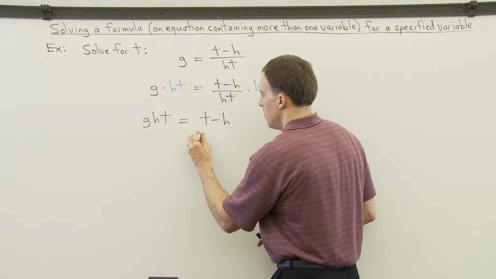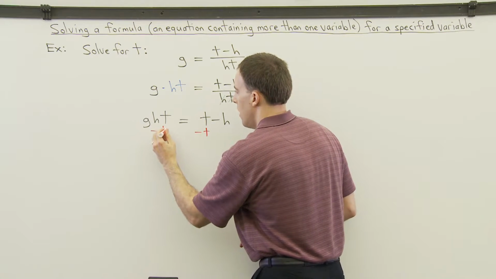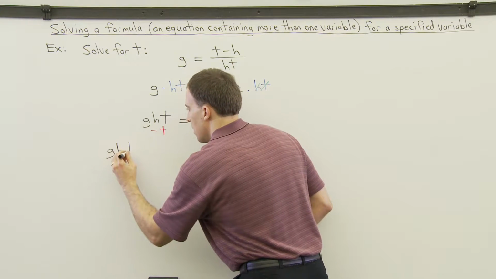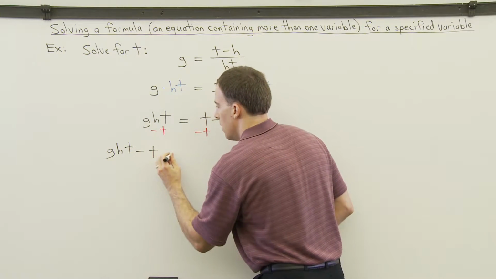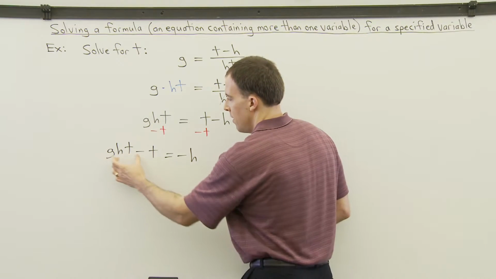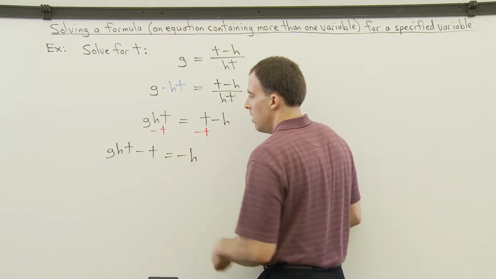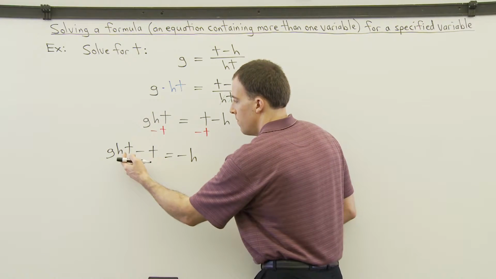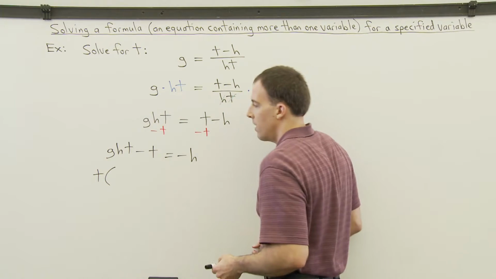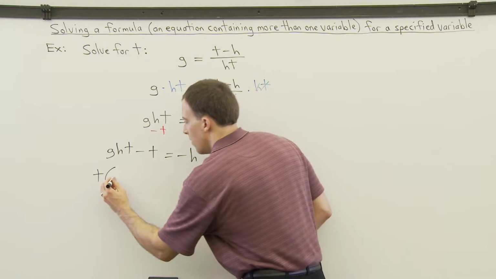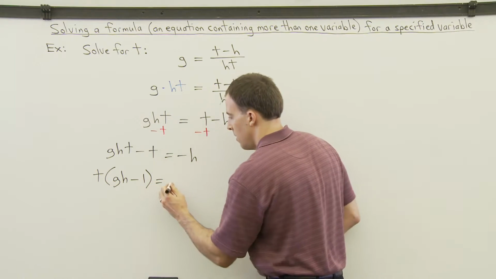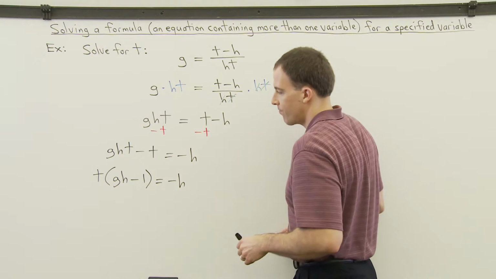So I'm just going to show that I'm subtracting t from both sides. You can just mentally bring it over if you like. So we have GHT minus t is equal to negative h on the right side. Both terms that have the desired variable are now on the same side. The next thing to do then is to factor out the t from both terms on the left. So if we factor out the common factor of t here, that would leave us in parentheses with gh minus 1. And then on the right side, we've got negative h.